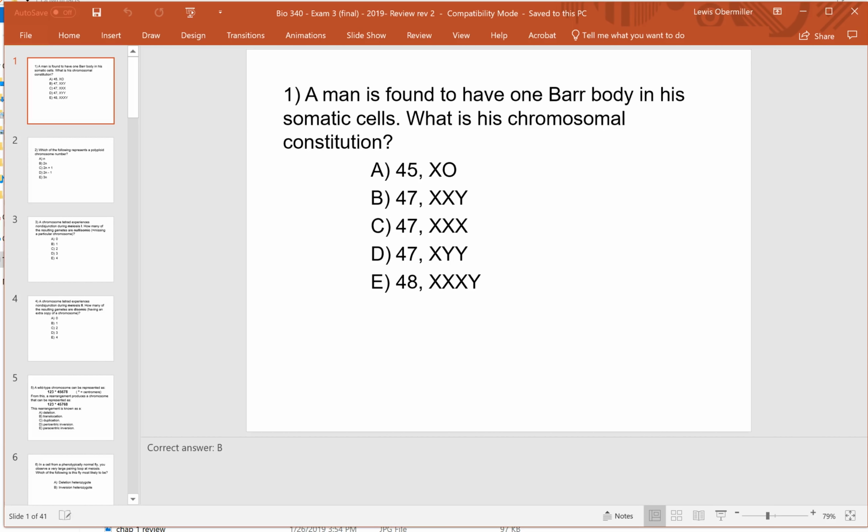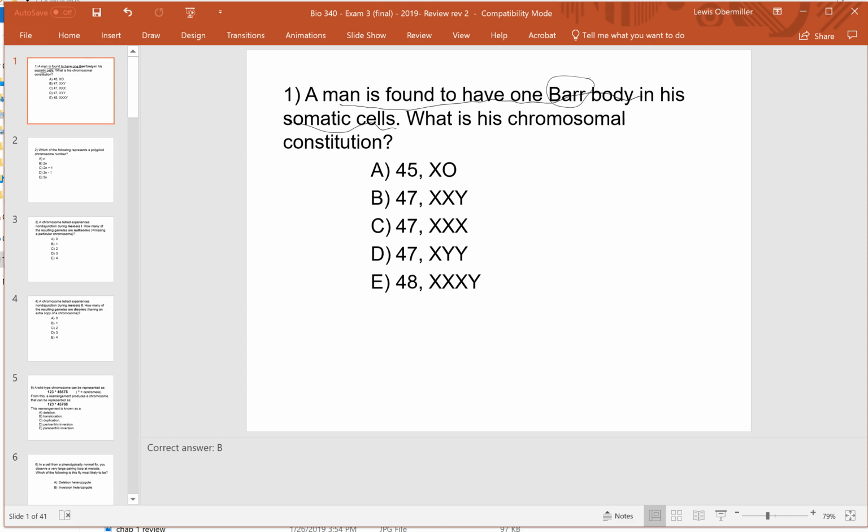Okay, so this is the PowerPoint for the final exam, the review. So a man is found to have one bar body in his somatic cells.